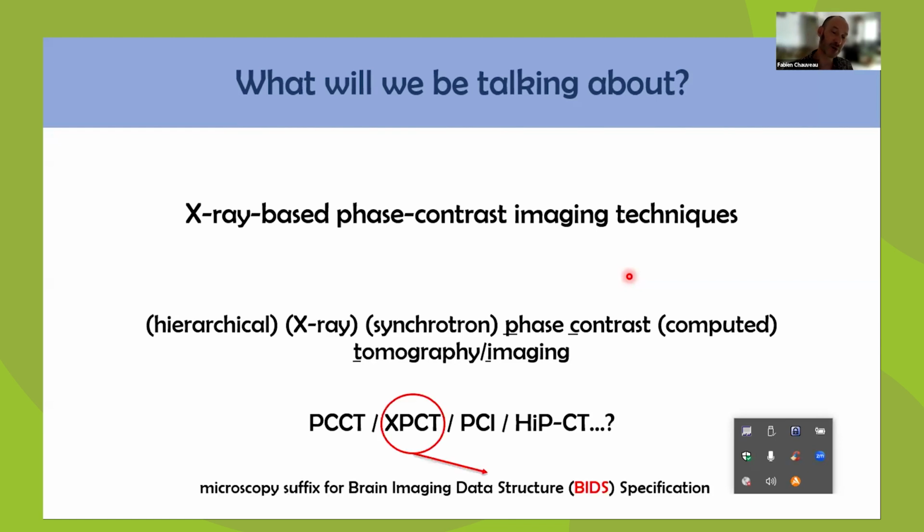So for this presentation, I'm going to use the acronym XPCT. One reason for that is that it was recently chosen by the community as the suffix to describe this type of data in the Brain Imaging Data Structure specification. BIDS is a specification, it's not an image format. It's a specification that you should follow when you want to organize your data so as to share it and to use the same metadata and organization. So I will be talking about X-ray phase contrast tomography, XPCT.